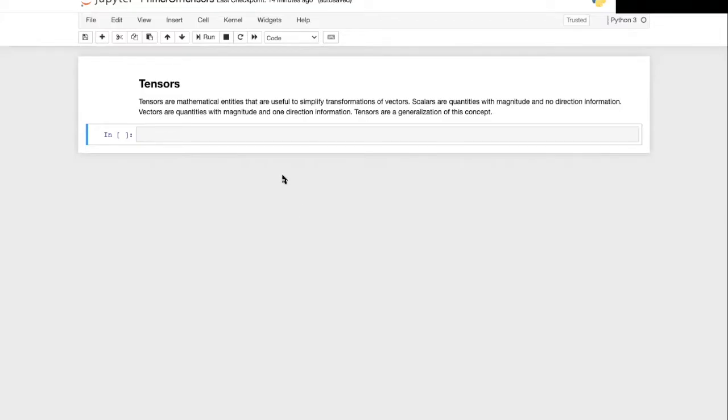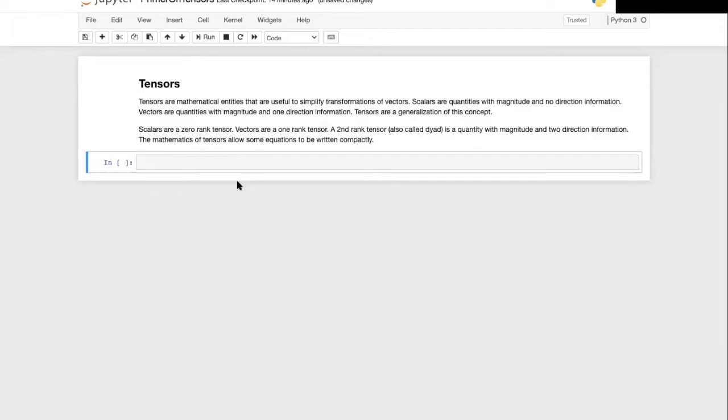Tensors are mathematical quantities which are useful to simplify transformations of vectors. Scalars are quantities with magnitude and no direction information. Vectors are quantities with magnitude and one direction information. Tensors are a generalization of this concept.